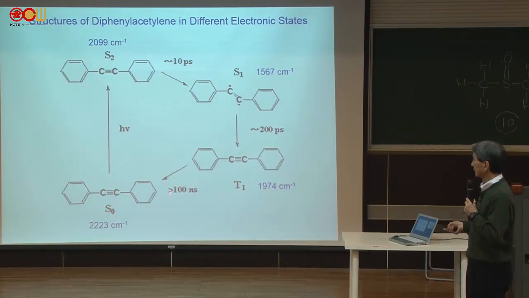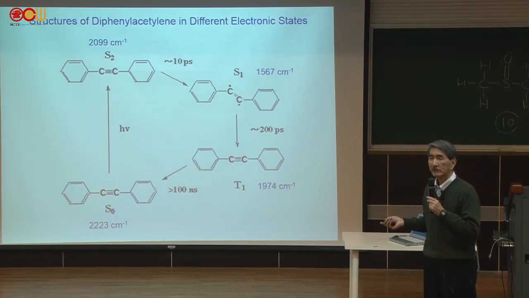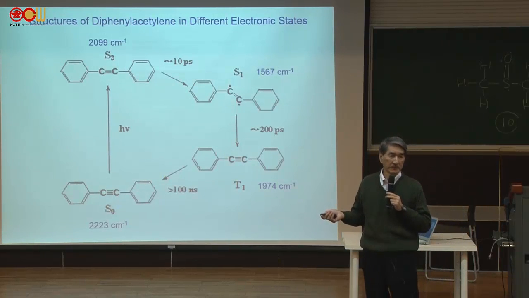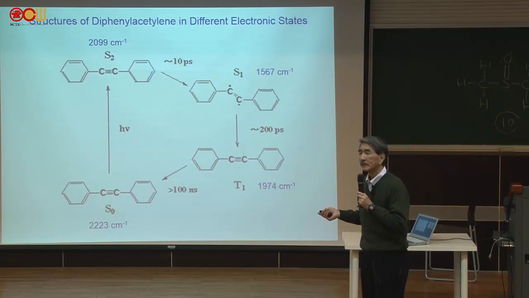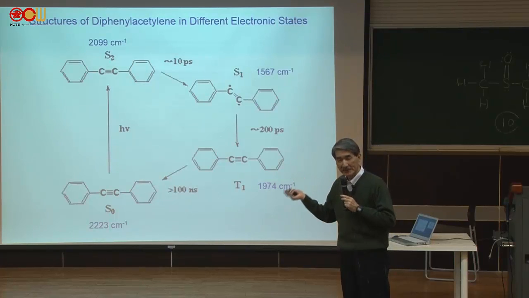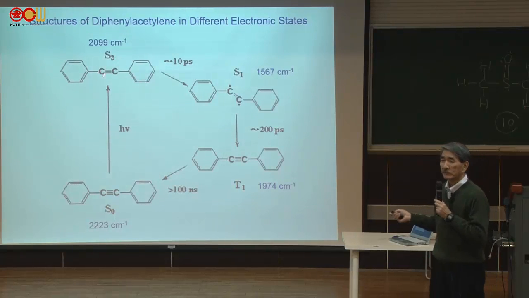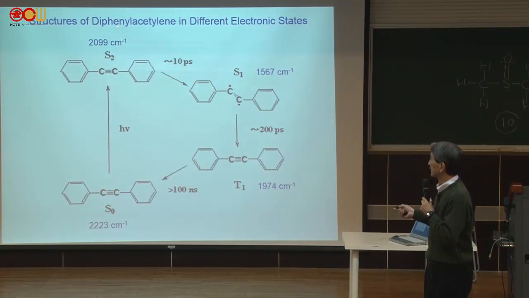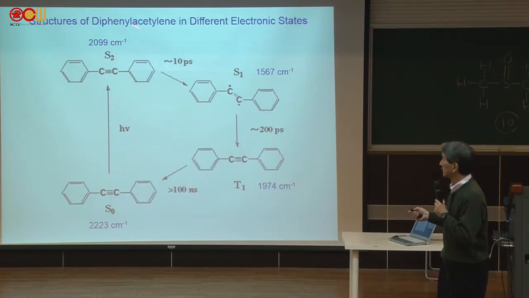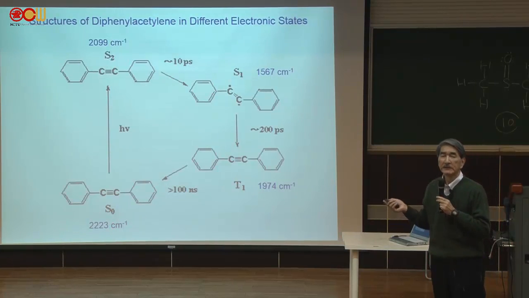But if we photoexcite this molecule in the excited state, which is called S2, the second excited electronic state. Do you know S1, S2? S1 is the lowest excited singlet state. And maybe I show you the next picture. But anyway, in the second excited state, time-resolved Raman tells you that the wave number is 2099 wave number. So this is also a little smaller than this one, but is still in the range of the triple bond.